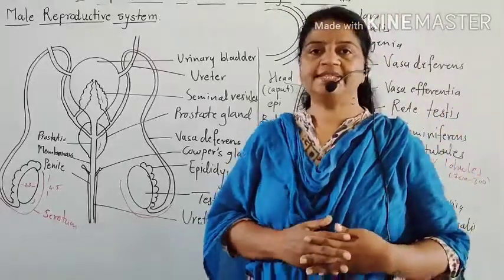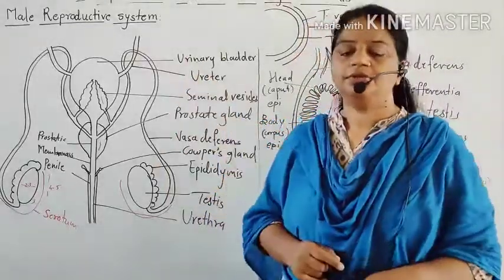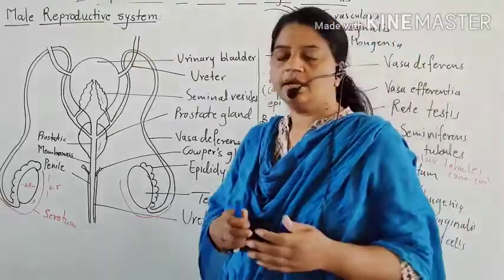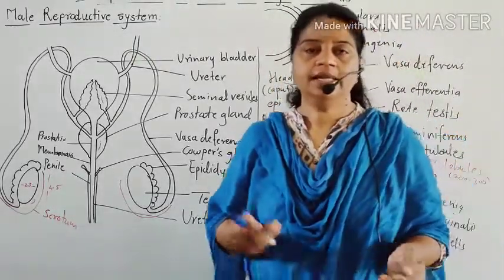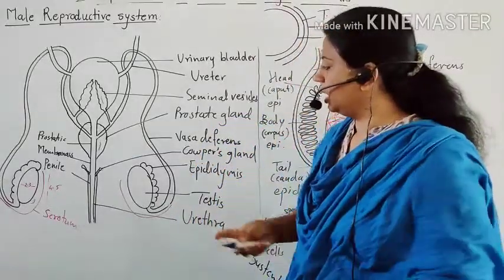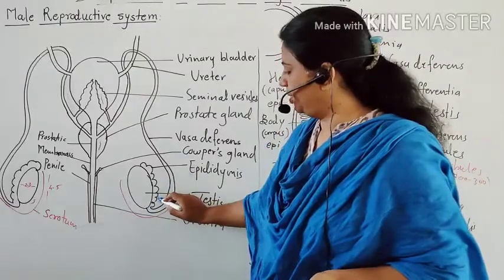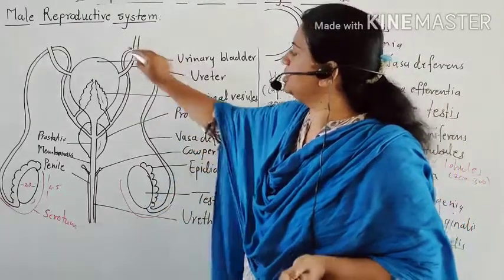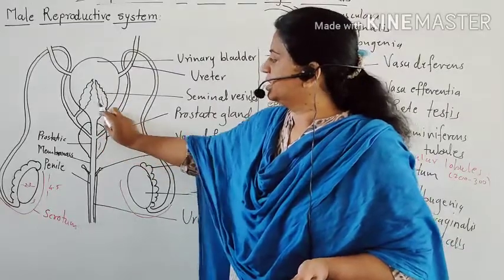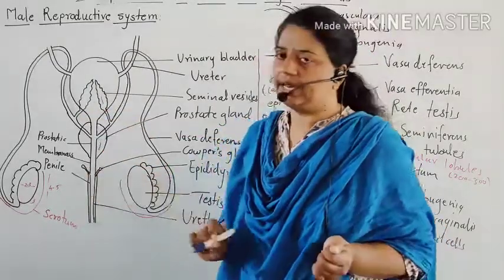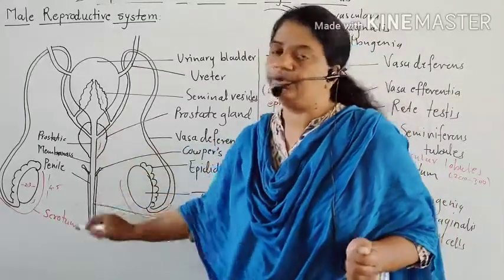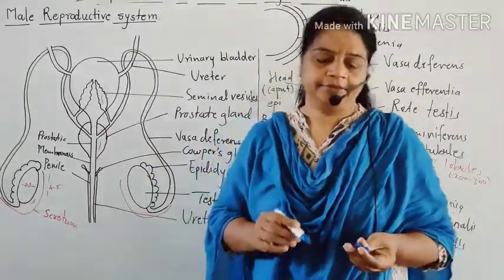Here we will start the male reproductive system. The human male reproductive system consists of some paired and some unpaired parts. Paired parts are the testes, epididymis, vasa deferentia, ejaculatory duct, seminal vesicle, and bulbourethral gland, and the only unpaired parts are the urethra and prostate gland.